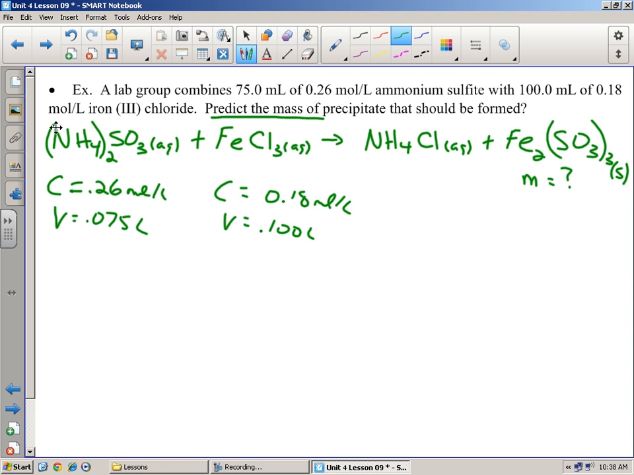So it looks like to me, once again, and then we need to figure out the mass of the precipitate. Well, it looks to me like we have information about both reactants here. So obviously we want to find those two. Let's find N here and N here. And it looks like to me we're going to have to compare these two to see if one runs out before the other one. Okay? So 0.26 and 0.075 is what?